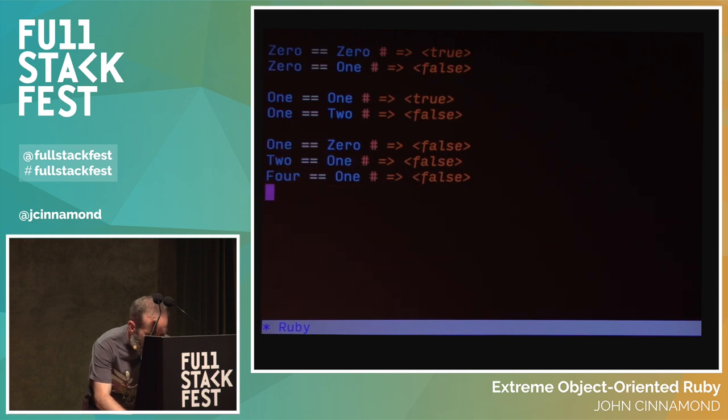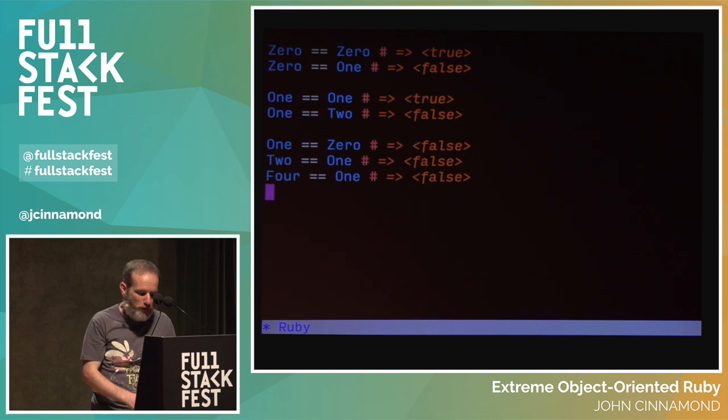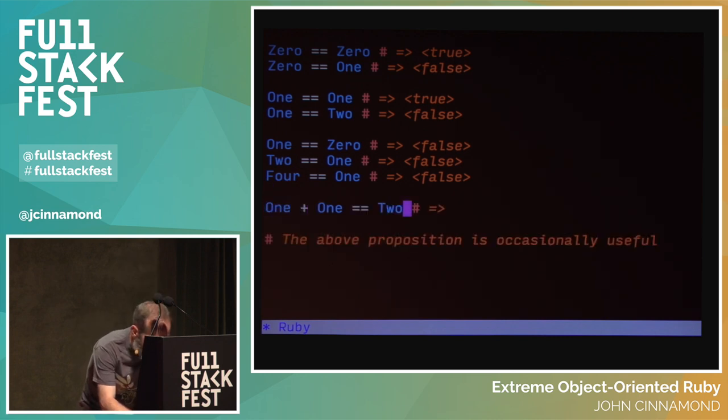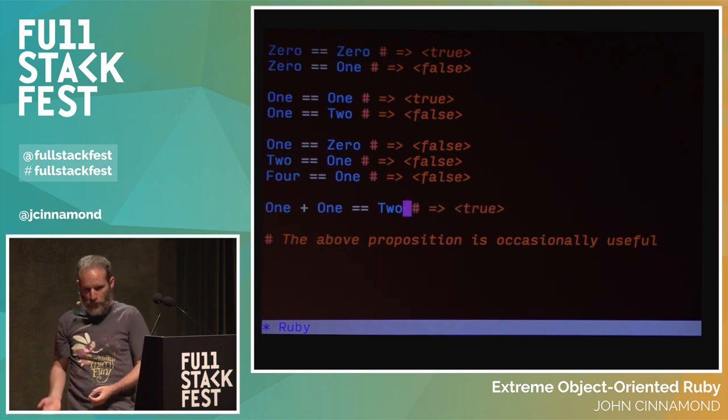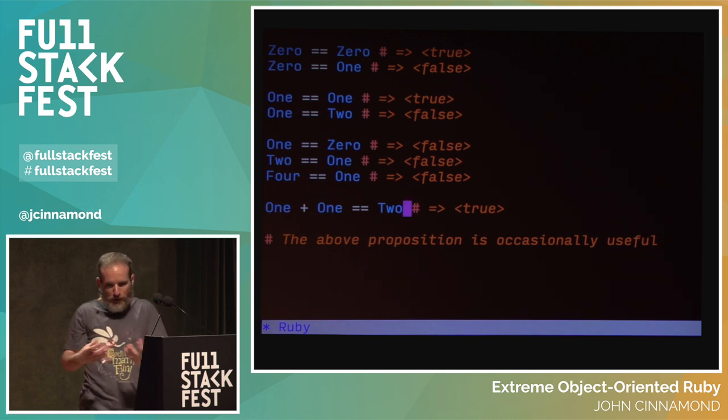Go down here, run the code again. You can see it now works. So equality is now working for us. And we put this together, it means we can write things like this. We can say 1 plus 1 is equal to 2. I can run the code, and it comes back and says true. Now, this might look a bit funky because we've got this inline plus and equals, but actually it's just sending messages.